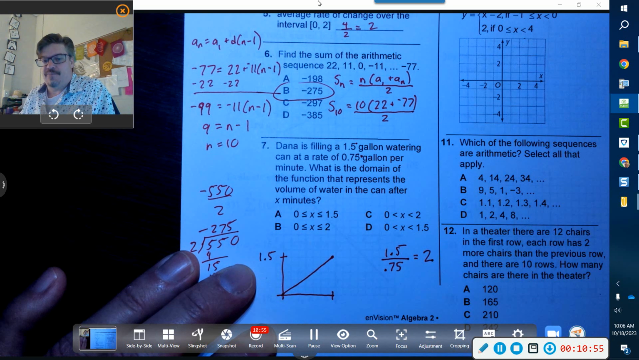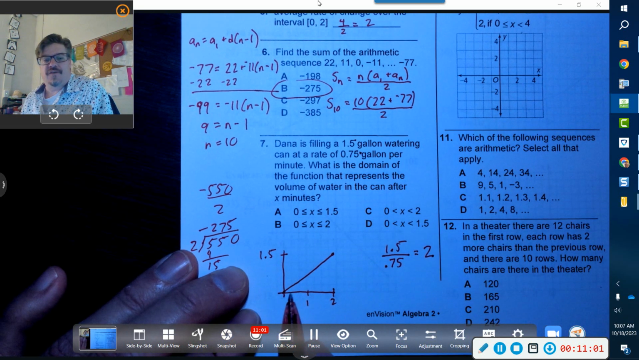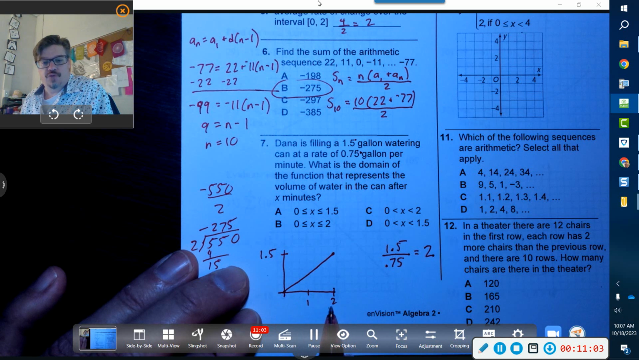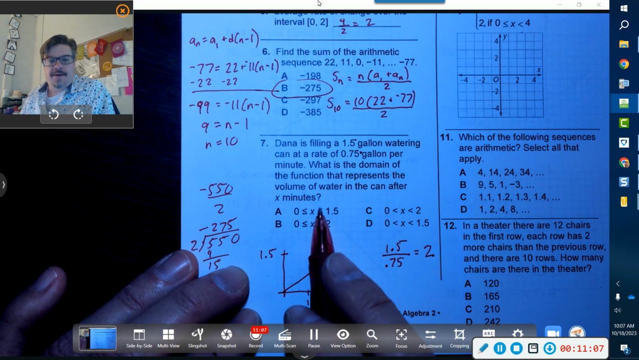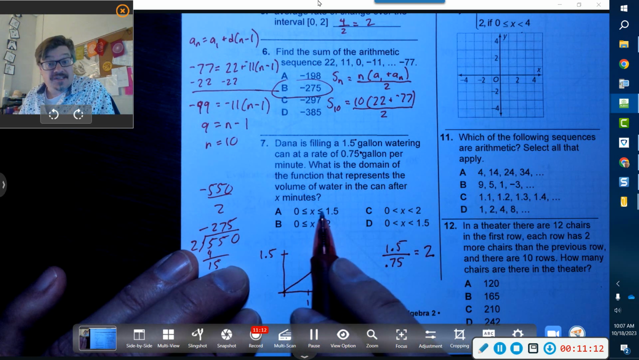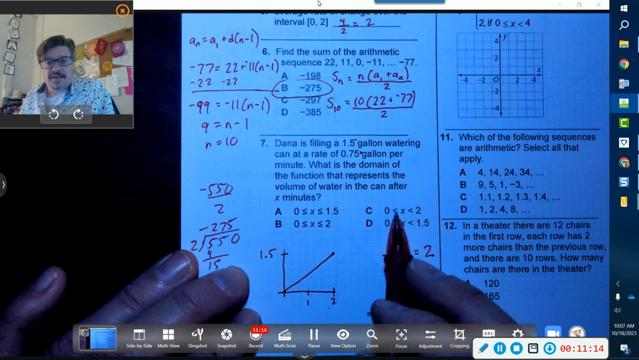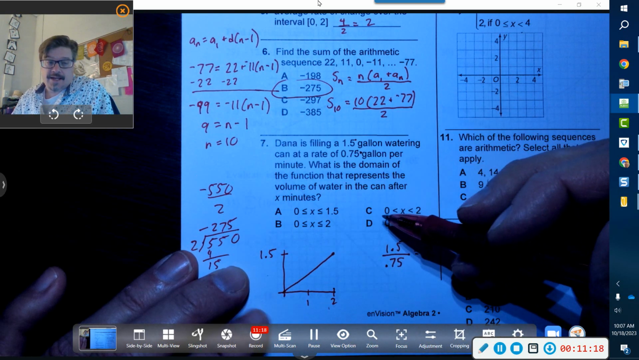We didn't have a lot of practice with this, but this is kind of a more common sense thing. We have our domain then. We are going from 0 minutes all the way to 2 minutes. And 0 and 2 can't be this, can't be that, because that is the range. This is the range. But can x equal 0? Or do I not equal 0?